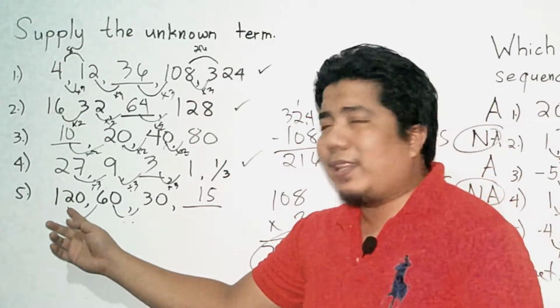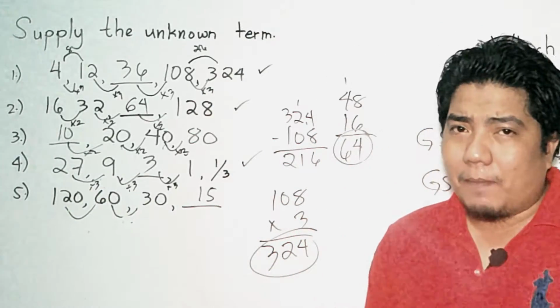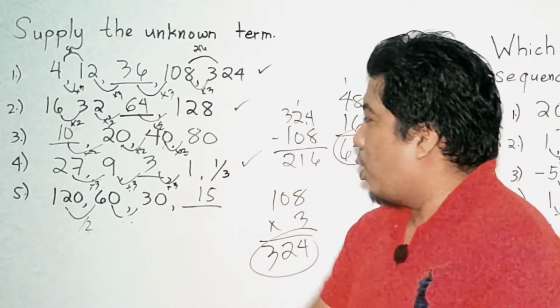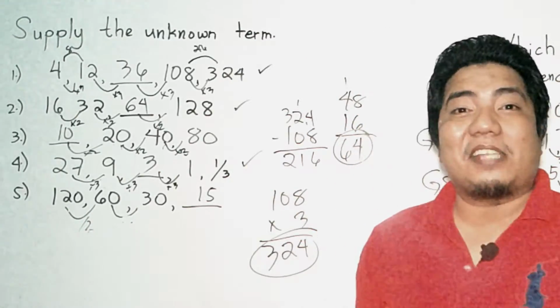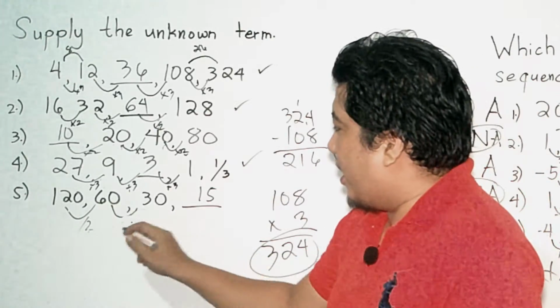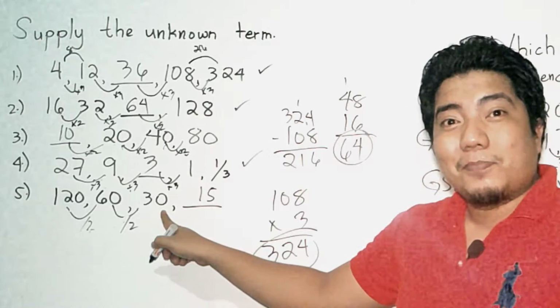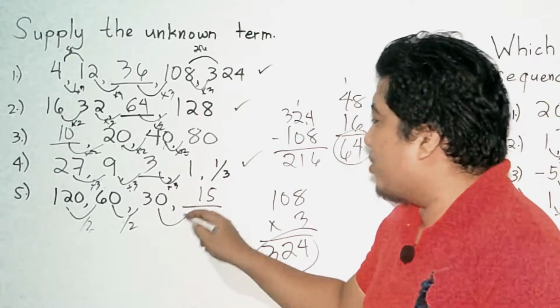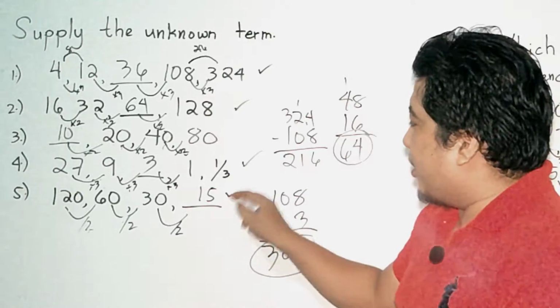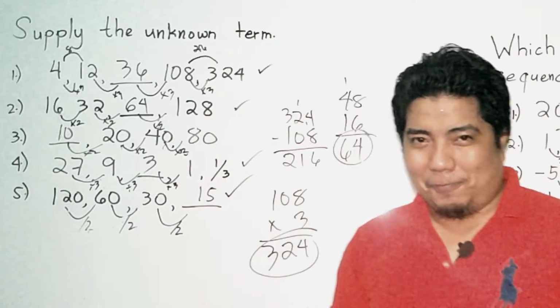What happened to 120? Why did it become 60? Sir Ash, it was divided by 2. So, 120 divided by 2, that is 60. Okay. Now, let's apply that pattern. 60 divided by 2, that is 30. Correct. Now, let's just continue the pattern. 30 divided by 2, and that is 15. Therefore, this is our final answer.